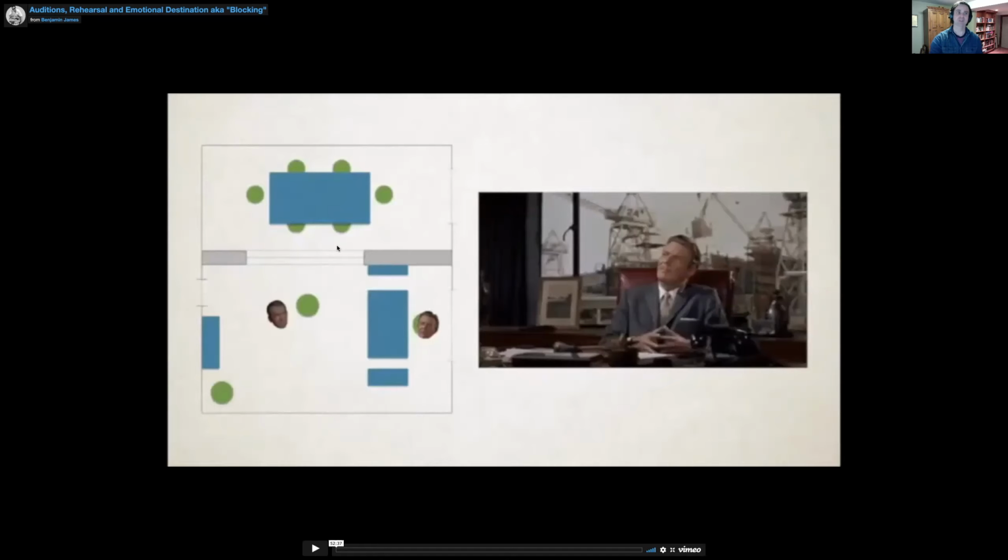So have a look at that auditions, rehearsals, and emotional destination lecture, especially the bit that is the example, and you'll see what I'm talking about in terms of the analysis that they do there. I think it's a fairly clear working example. You're letting the images do the work of the storytelling. It's telling a lot of the subtext of the shot or of the scene.